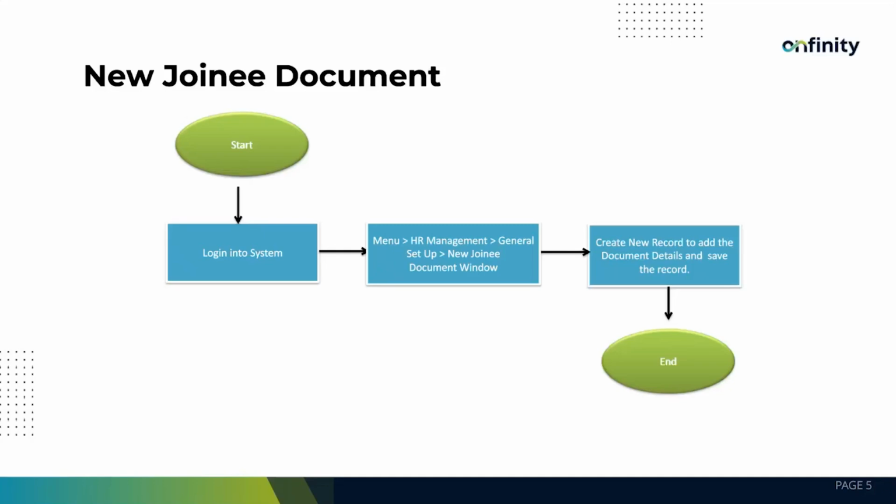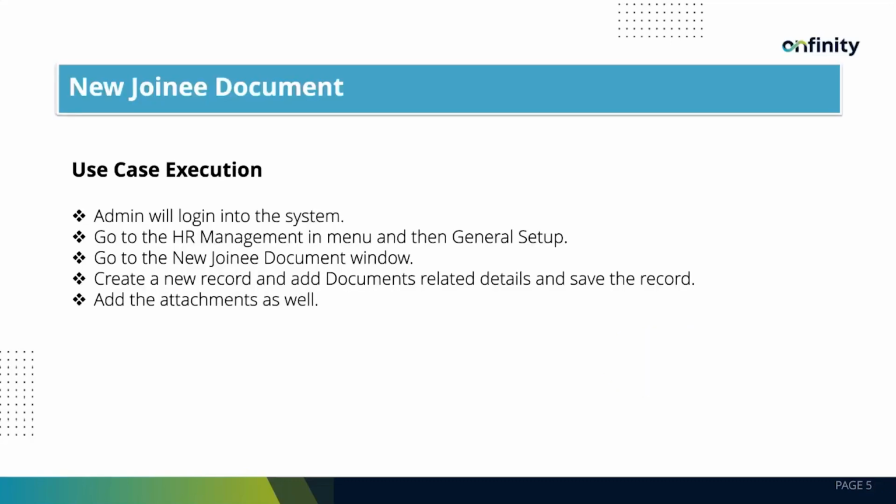Enter the relevant details for the document. These include the document name, type, and description. Once all the details are filled in, save the record. After saving, you can attach the document file to complete the setup. Now let's review the steps to execute this.